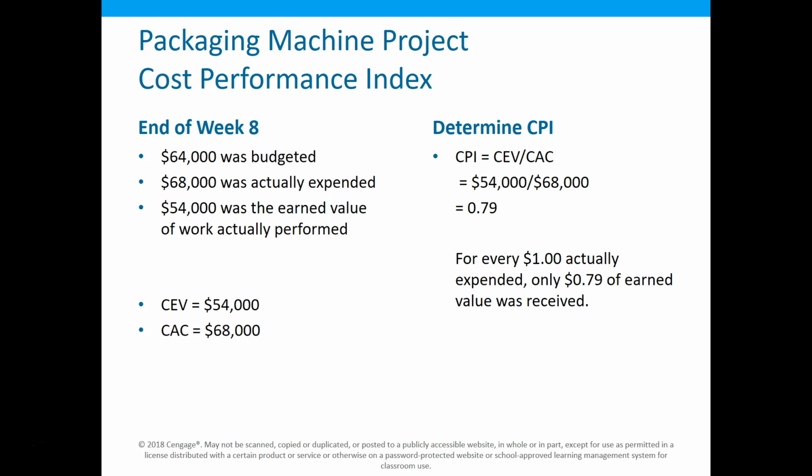So think about it this way. In this particular case, we calculated it. Cumulative earned value, 54,000. We divided it by the cumulative cost of 68,000, and we got a value of 0.79. What that says is, for every dollar we spent, we only earned 0.79, or 79 cents, of value. Oh, now that's starting to look pretty bad.